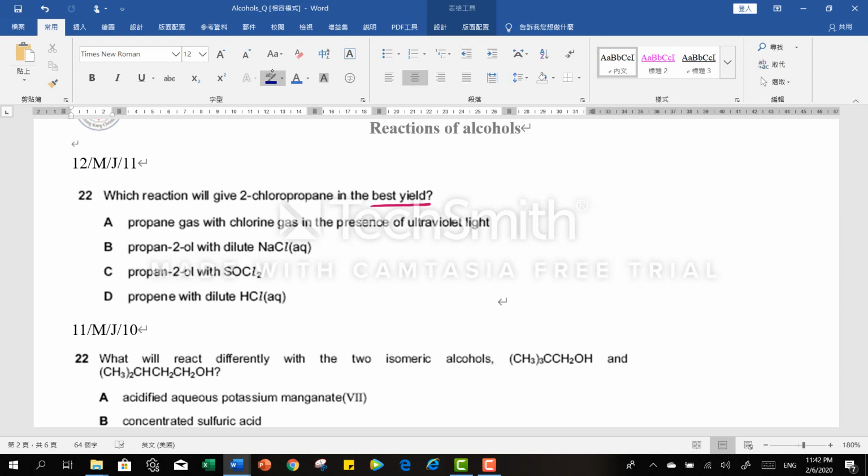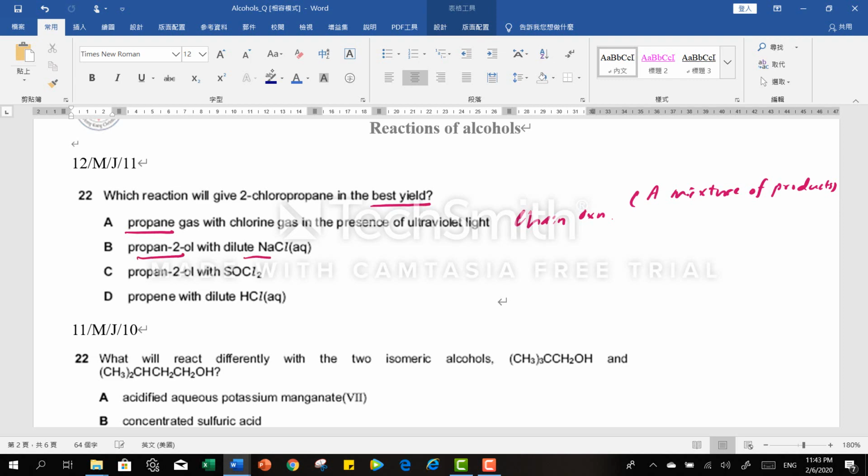Propane gas with chlorine gas in the presence of ultraviolet. We know that this is a chain reaction, right? Free radical substitution reaction. So a mixture of products is going to form, because in propane gas, any hydrogen atom has an equal chance to be substituted by chlorine. So you will get a mixture of products at the same time. Of course, the yield will not be that good, so this should not be the answer.